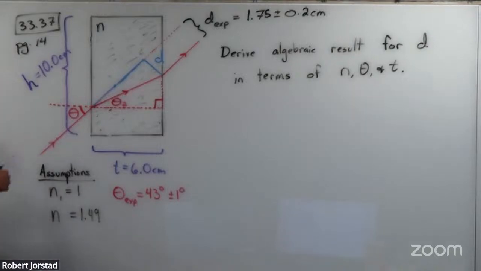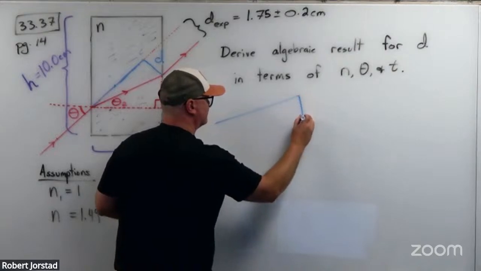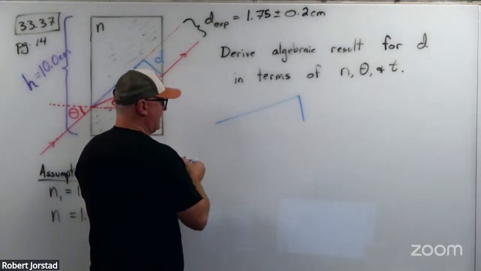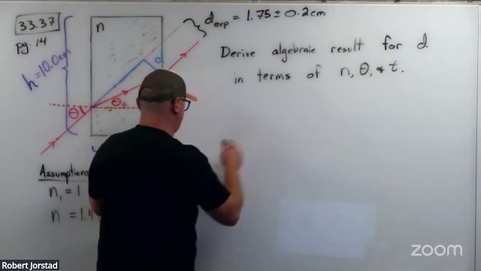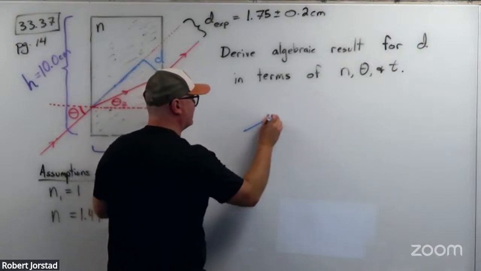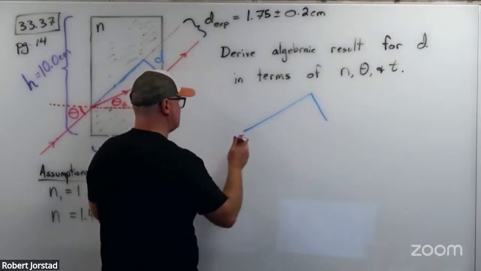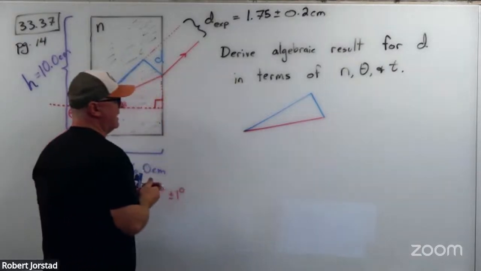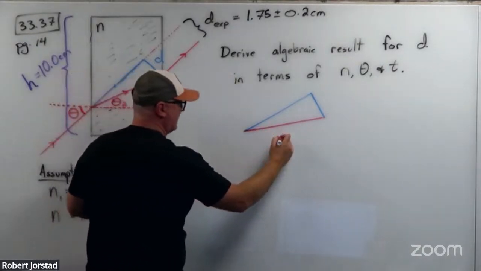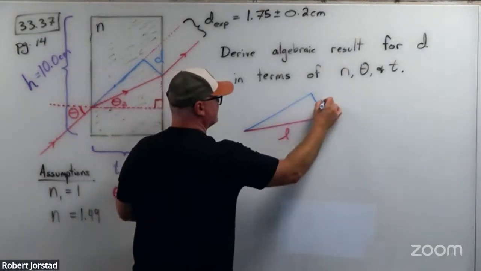I'm going to draw these two triangles over here. I like to try and draw them in approximately the same orientation so I get less confused. Something like that. And I'm going to give this length a name. I'm going to call it L. We saw that this length here is D.